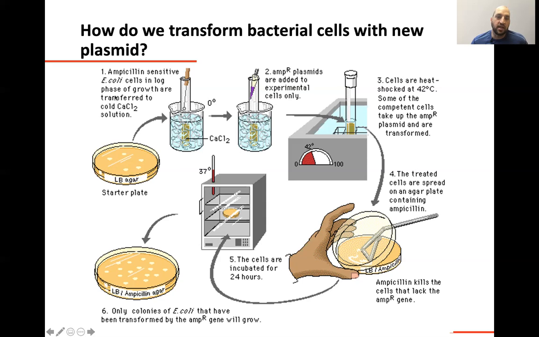The idea here is that we're resuspending the cells in cold calcium chloride. The cold calcium chloride is going in and masking the charge that's normally associated with the membrane of the bacterium. It's also masking the charge that's normally associated with the plasmid.